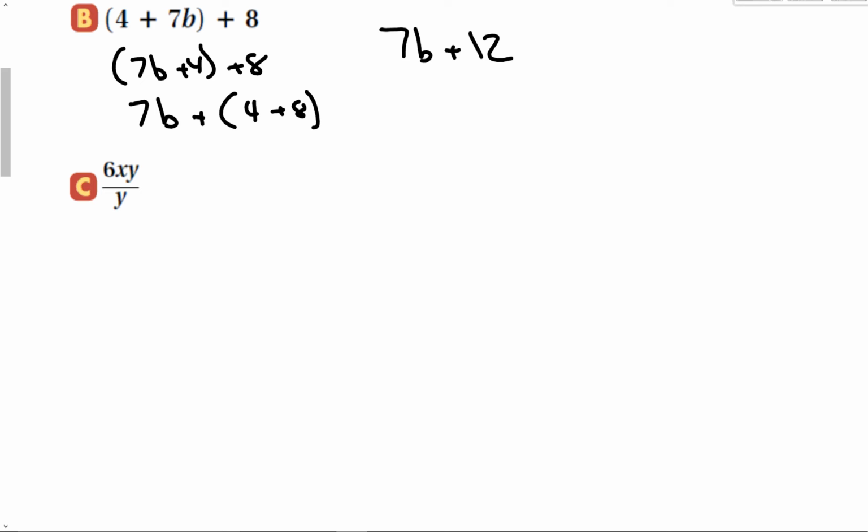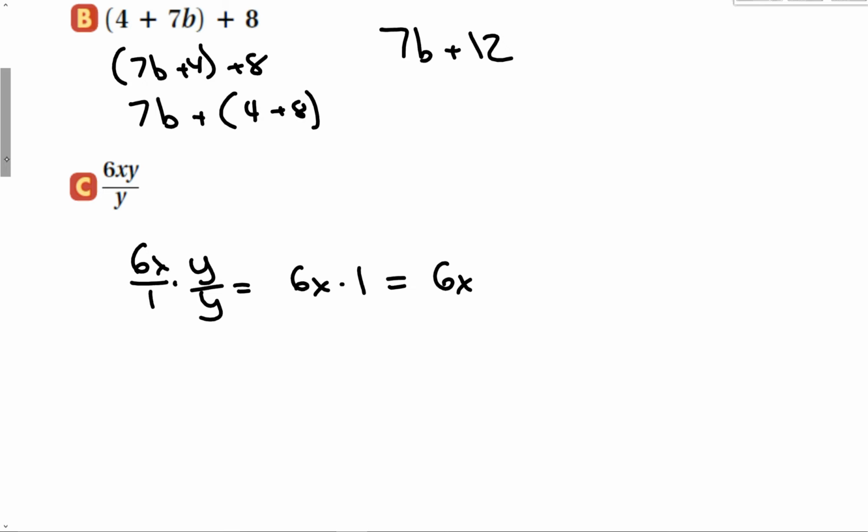With part C, we can rewrite the fraction as 6x over 1 times y over y, right? We're just going to split that out and then simplify that to 6x times y over y is going to be 1. And then we can use the identity property of multiplication to give me 6x.